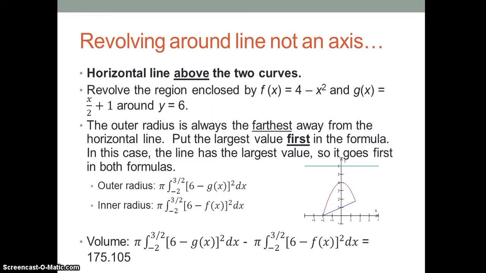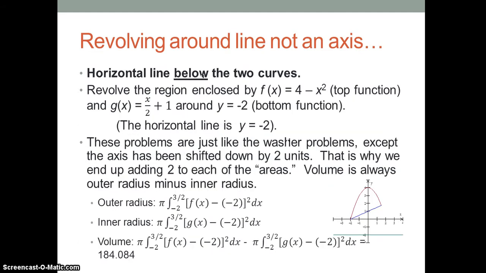So our outer radius is what's formed from g of x. Okay? And our largest value is the 6. It's our highest y value. So we put that first in our formula: 6 minus g of x squared dx. And we're going to integrate from negative 2 to 3 halves. Don't forget your pi. The inner radius is formed from our f of x. In this case, our f of x is closest to our horizontal line. The largest value, the 6, goes first, so we do 6 minus f of x squared dx.